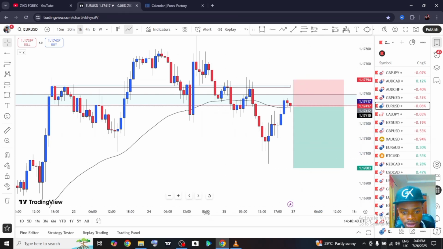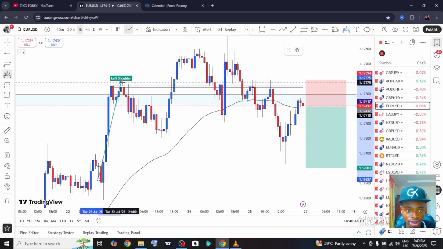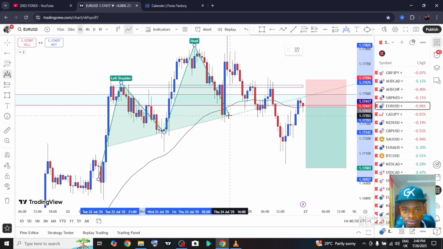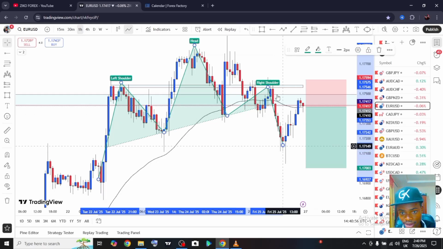Now, also something that you need to pay attention to on the Euro USD is that on the 1 hour time frame, we have some potential left head. If you look at it right here, we have potential left head and right shoulder right here. So this is now the break, and this is the retest for us to potentially sell this market.